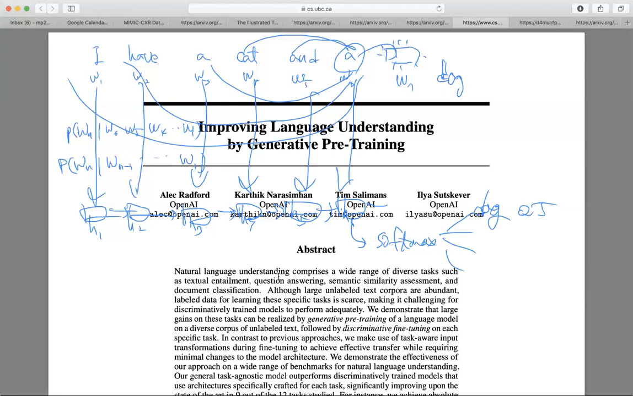You can do this with an RNN, but you can also replace the RNN with a transformer decoder. I'm saying decoder because we're doing this autoregressively. Given I, what would come next? Have. Given I and have, what would come next? A.